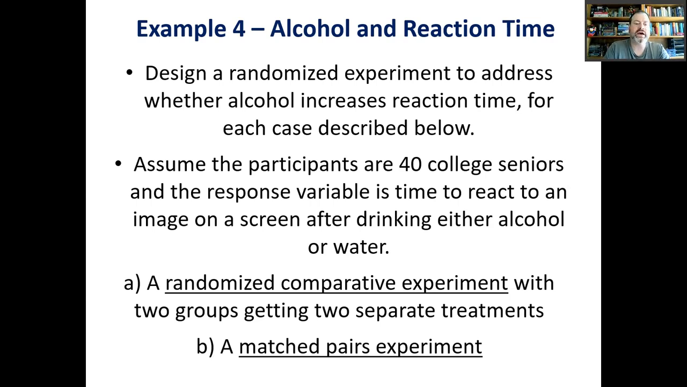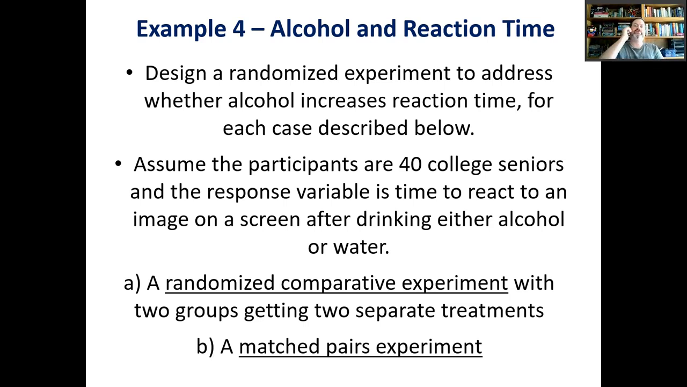So how could we design an experiment with two groups getting separate treatments? You bring 40 people in, create two groups out of those 40 people, half of them get alcohol, half of them get water, and then a matched pairs experiment, which is very similar. We're going to have 40 people, split them into two groups, but in the matched pairs experiment, the two groups get both treatments, but in a random order. So that's going to be interesting.